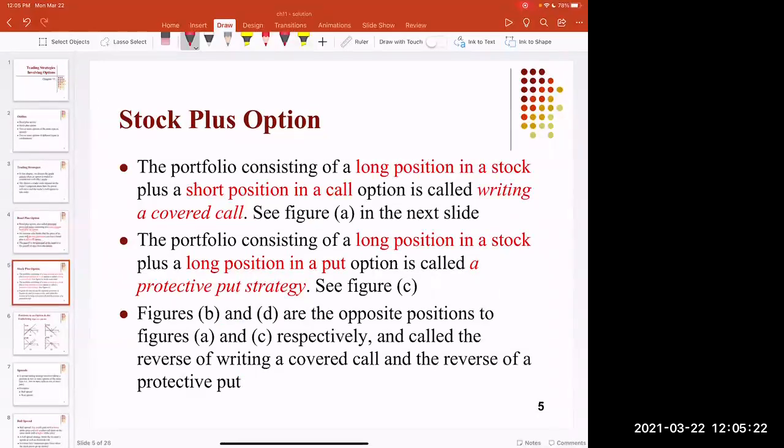Now let's see stock plus option. The portfolio consists of a long position in the stock and a short position in the call. So basically it's S minus C. This is called writing a covered call.